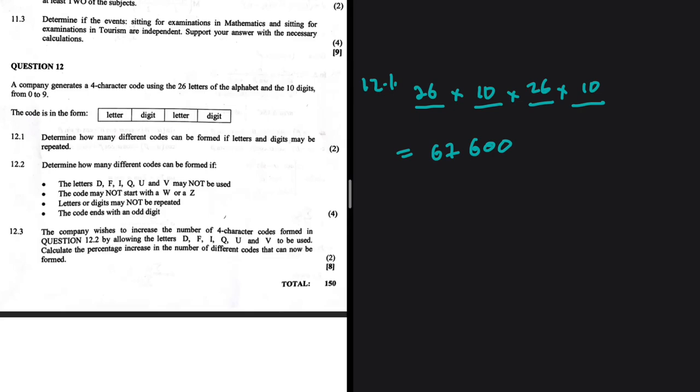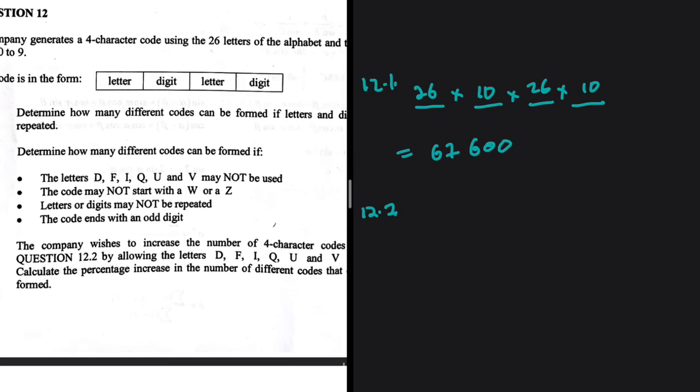Let's take a look at 12.2. Looks like we have some conditions here. Determine how many different codes can be formed if the letters D, F, I, Q, U, and V may not be used. So of the 26 letters, how many are we subtracting? 1, 2, 3, 4, 5, 6. So we are subtracting 6 letters. And now we only have 20 letters, right?